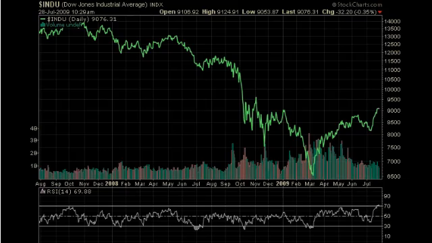You're looking at a 2-year chart of the Dow Jones Industrial Average, and the reason we're looking at this is it encompasses the peak to trough on the Dow Jones, which is from around the 14,000 area to the 6,500 area over the past couple of years.